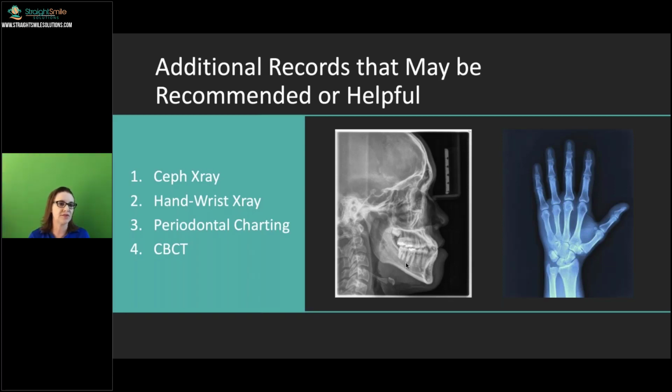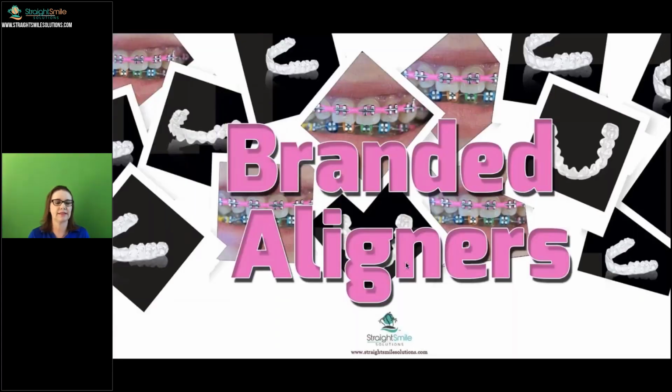Perio charting, of course, is useful. And of course, we talked about CBCTs. Really nice if you have it, especially if you're trying to make a decision about, should I flare those incisors out, should I pull them back? You're trying to make a decision and you want to look at the bone. It's really great. And of course, for impacted teeth, it's great too, but it's not necessary on all patients.